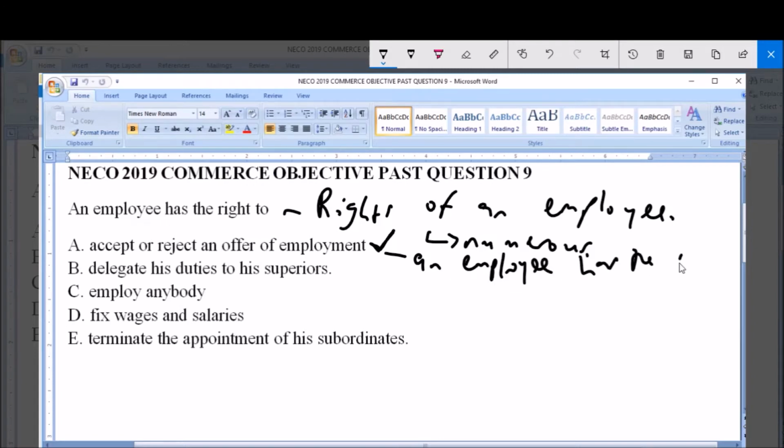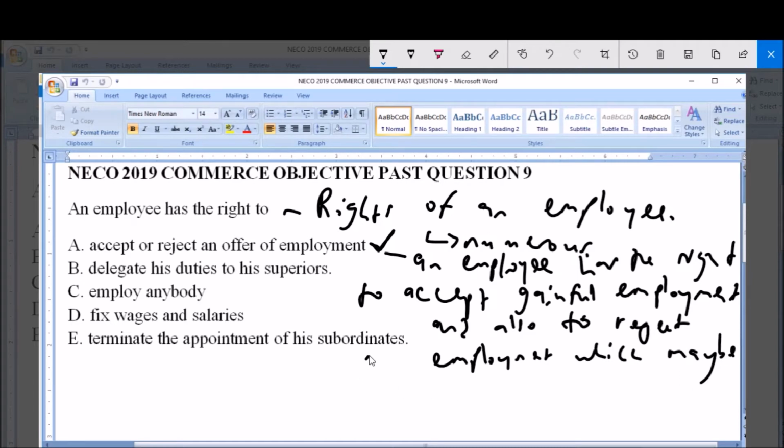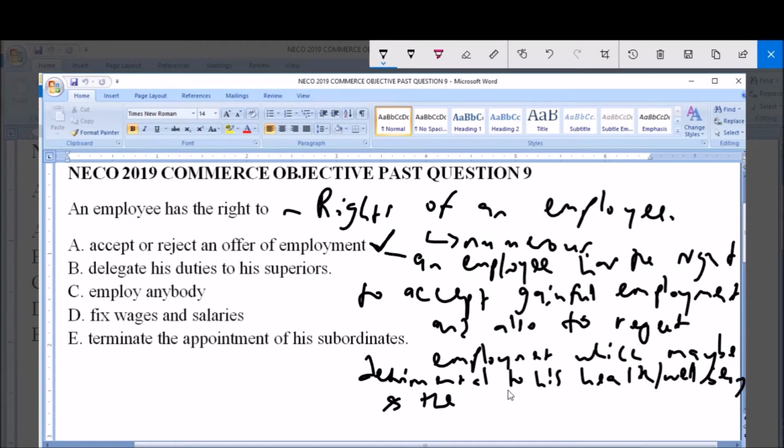as an employee has the right to accept gainful employment and also to reject employment which may be detrimental to his health or well-being and that of others.